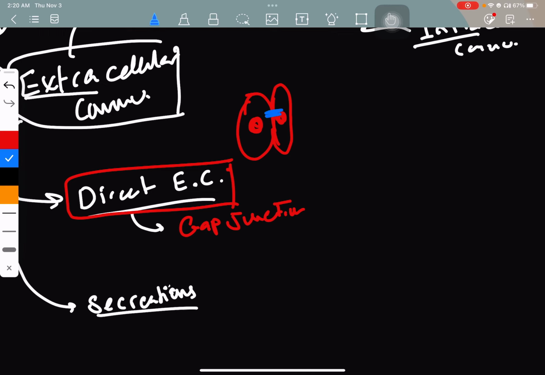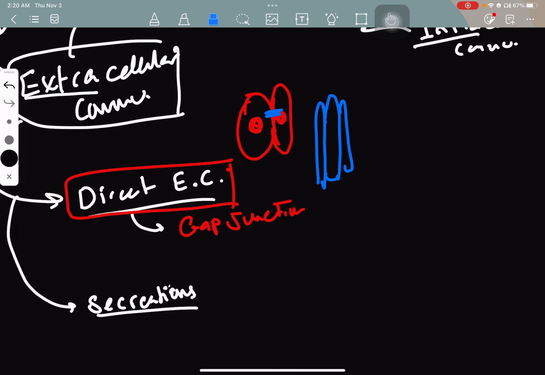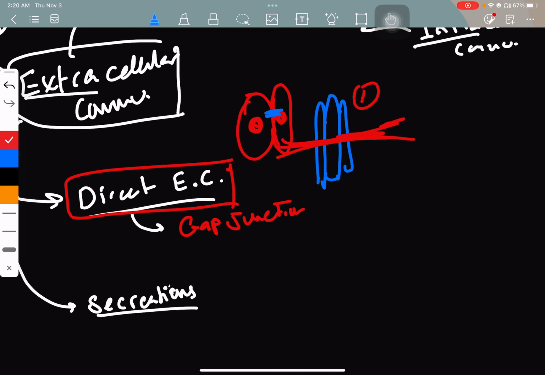Now if you zoom in next to a gap junction, it looks like this. This is the membrane of one of the cells, and this is the membrane of the other. This part is from the first cell, and this part is from the second cell.